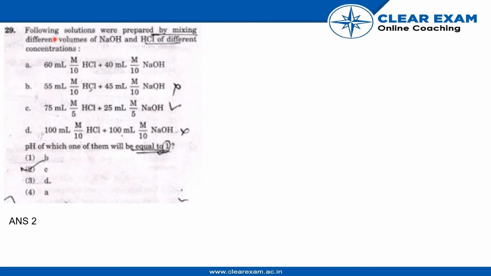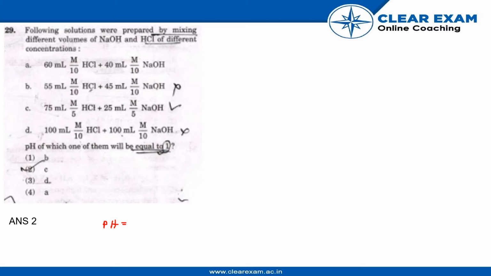The question is, the following solutions were prepared by mixing different volumes of NaOH and HCl of different concentrations, and these are the concentrations given. The pH of which one of them will be equal to 1?